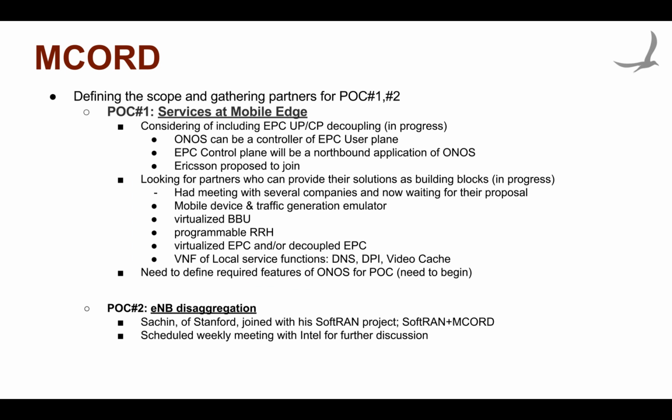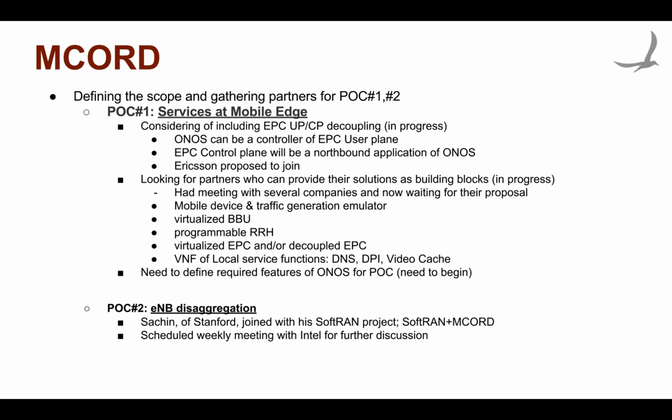So for POC 1, which is service and mobile edge, we are considering a new feature for this POC, which is disaggregation of the EPC, the evolved packet core. We want to decouple the user plane and control plane from the evolved packet core. And there are some candidate partners who can help us with this. Ericsson can be one of them. And we are thinking about other partners for this ONOS.